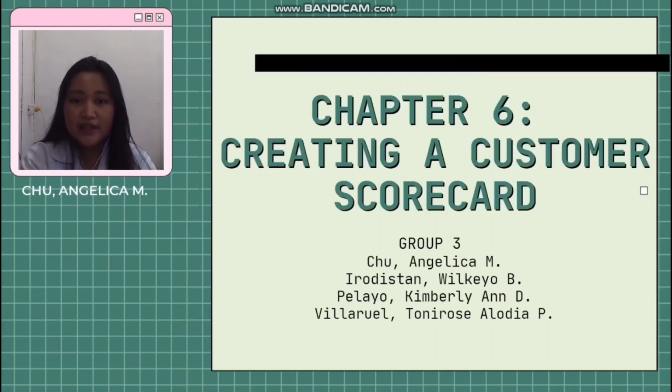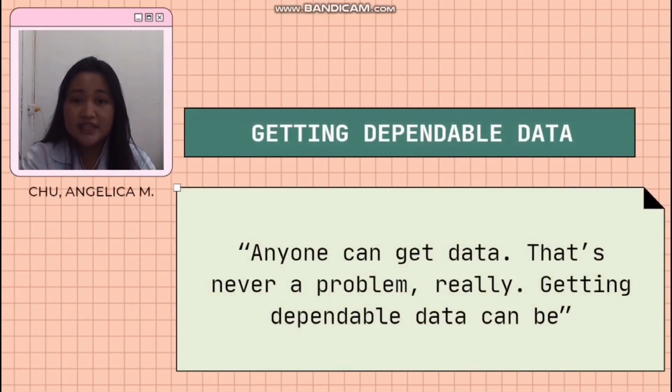According to the book, anyone can get data, but the problem is getting dependable data. So what does dependable data mean? It means the data that are only relevant, accurate, and timely para sa purpose of your study or research for the business. One method to collect data is the focus group.